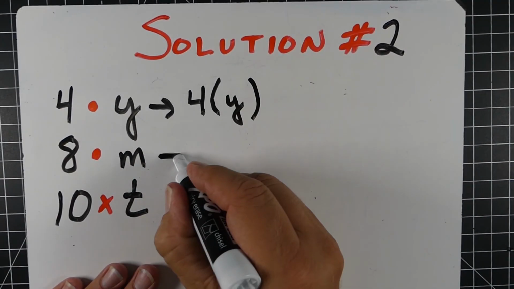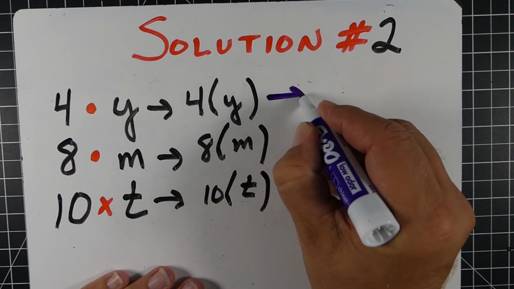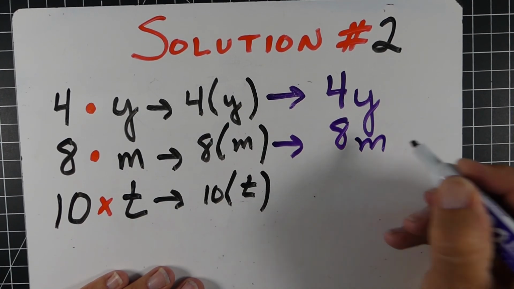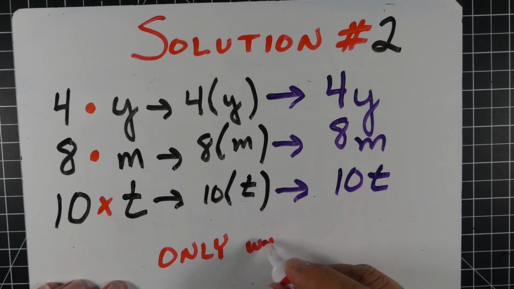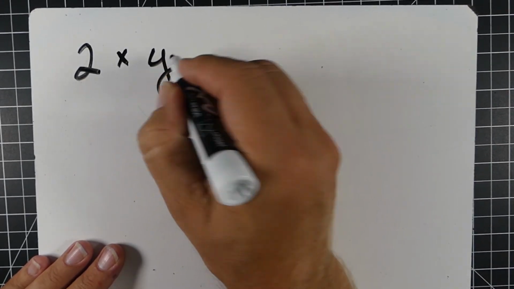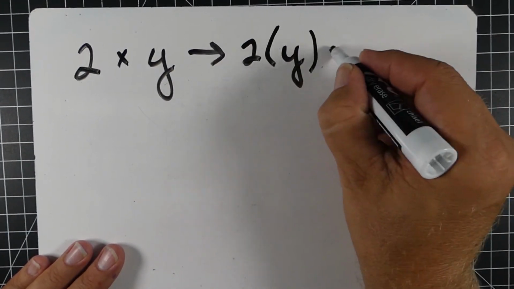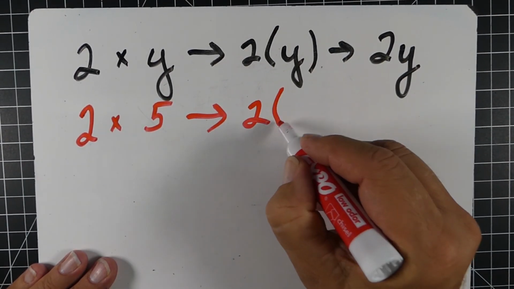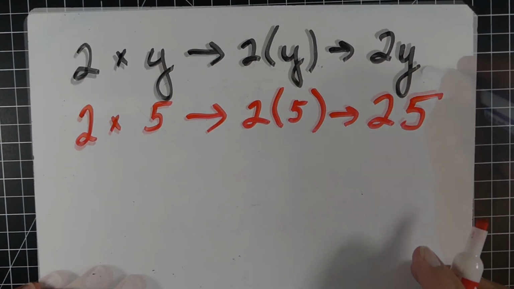Now, the second solution is we're going to just write the letter right next to the number. So you can see this one right here, 4y is 4 times y, 8m is 8 times m, and 10t is 10 times t. This only works with variables. If you try to do this with a regular number, it's a problem. For example, 2 times y, we could write with parentheses, or we can just write 2y. But if we do the same thing with 2 times 5, we're going to get 25, which is not going to work.